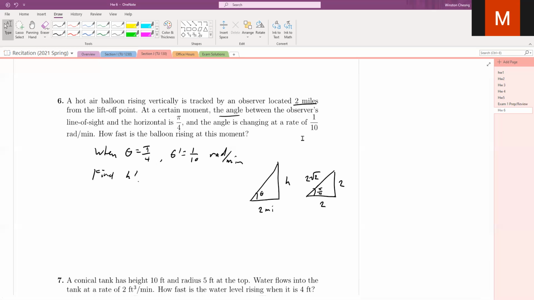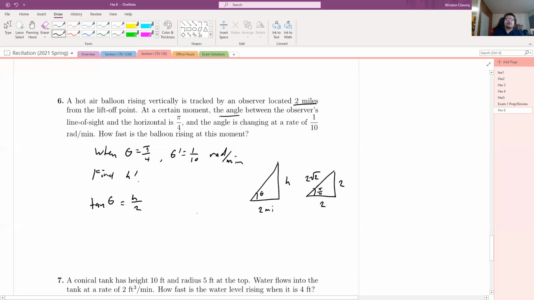Would you use tangent? Tangent. That's right. We have h and we have this 2 over here. So the idea is we figure out what formula corresponds to the ratio of these two sides. Tangent is the most common one. You could also technically use cotangent, but that's a bit more ugly, more bothersome. So tangent, opposite over adjacent. Tangent of theta is equal to h/2. That's the equation that we get.